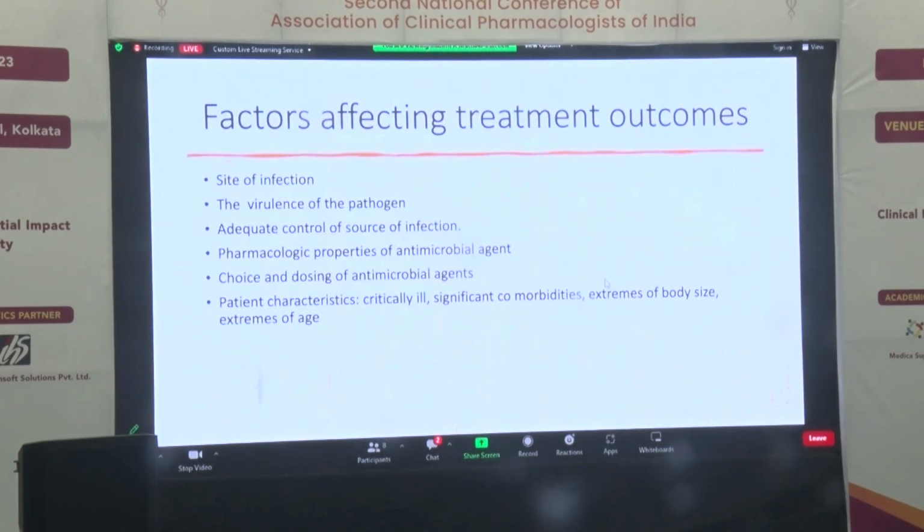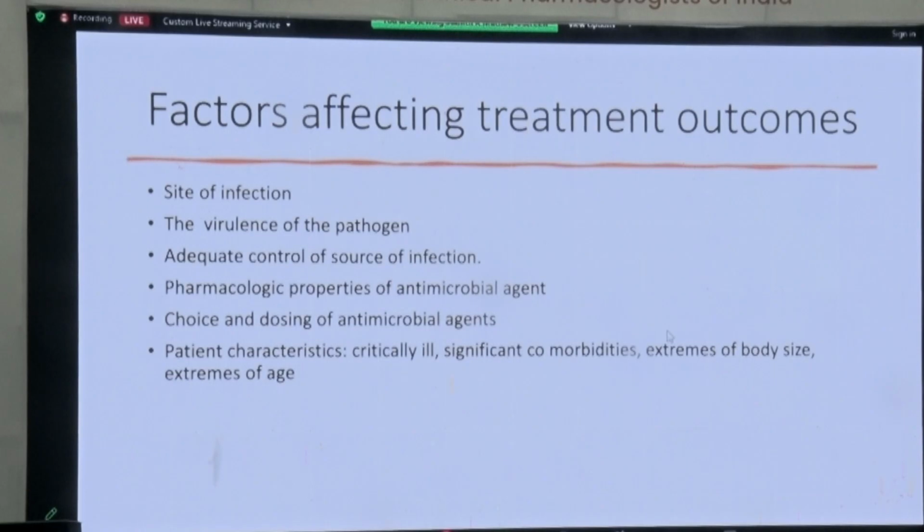So what are the factors affecting clinical outcome? Infection: where the infection is. Is the dose of antibiotic you need to treat lung infection the same as the dose required to treat osteomyelitis, or the dose required to treat CNS infection? That is a question. Then the second is the virulence of the pathogen. Can you give the same dose of antibiotic for treating Klebsiella versus E. coli?